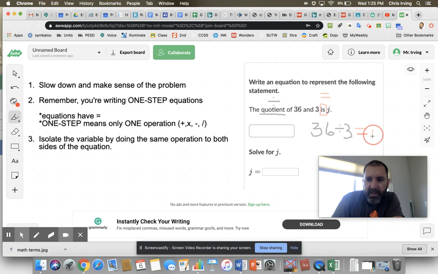And, of course, what does that equal? Well, that equals J. Okay? So that would be a very simple equation to write. 36 divided by 3 equals J. And that's what you would type in this box right here. 36 divided by 3 equals J. Now, of course, down here, there's a part 2 that says solve for J. Well, all we have to do is figure out what 36 divided by 3 is, and we've got our answer. Okay, J is 12. 36 divided by 3 is 12.